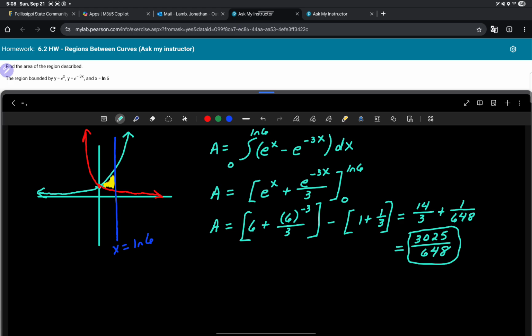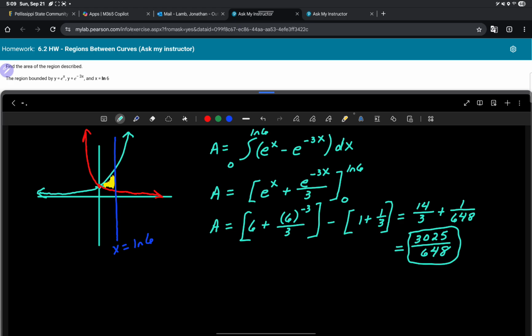Now, it also wanted us to draw the vertical line at x equals the natural log of 6, which is approximately 1.75. So I drew my vertical line in there. So the region bounded, I went ahead and shaded here with yellow. That's the region that we're finding here. Now, I only needed to know the x values because clearly there's a top function and a bottom function.